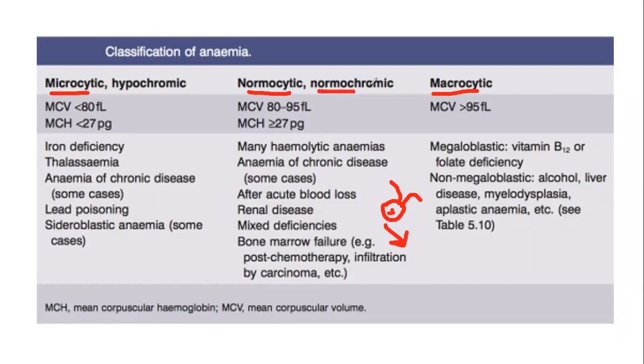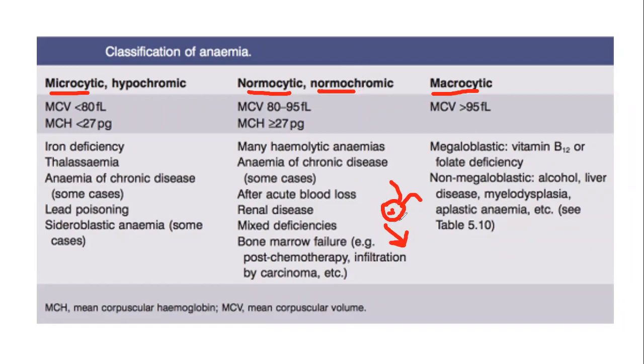But maybe the number of cells is not okay, so we call it anemia, but size is okay. Hemoglobin is okay. But maybe the cell easily breaks down. Cell is normal, hemoglobin okay, but the cell easily lyses and the patient develops anemia. So normocytic, normochromic, because size is normal, iron is normal.